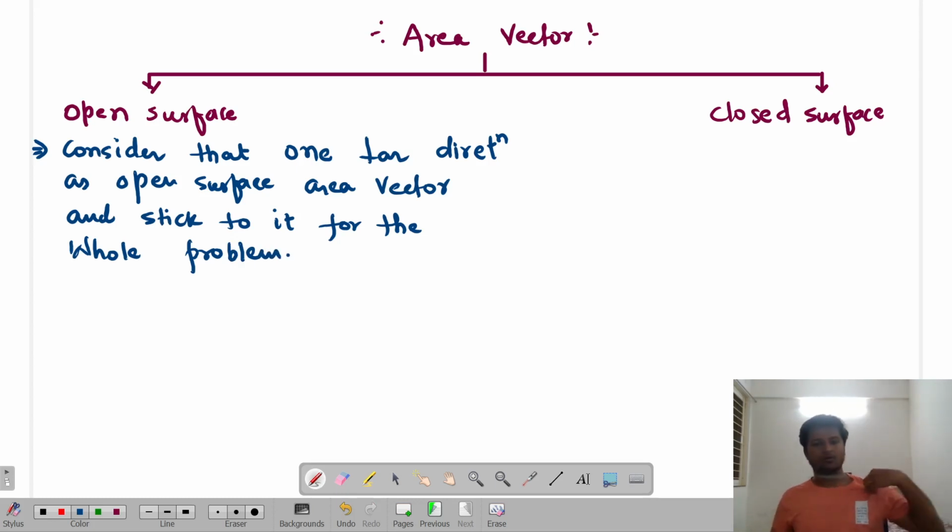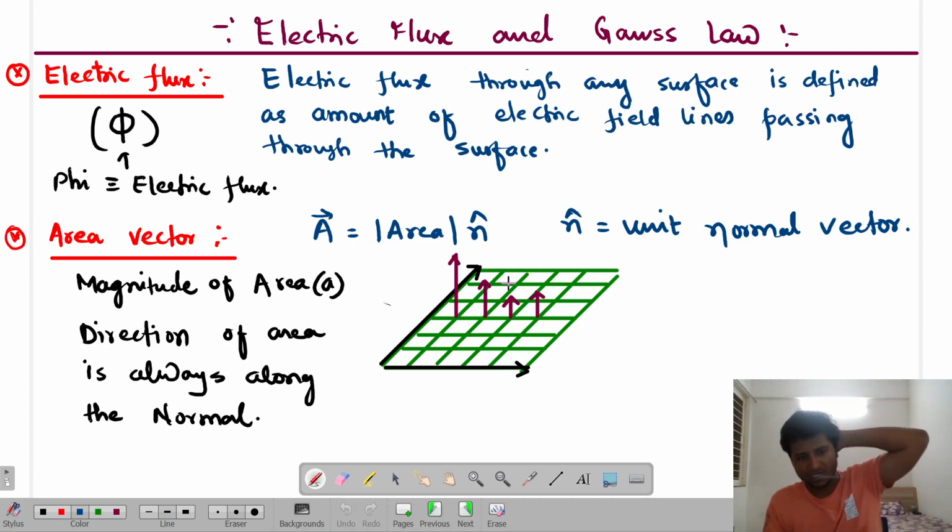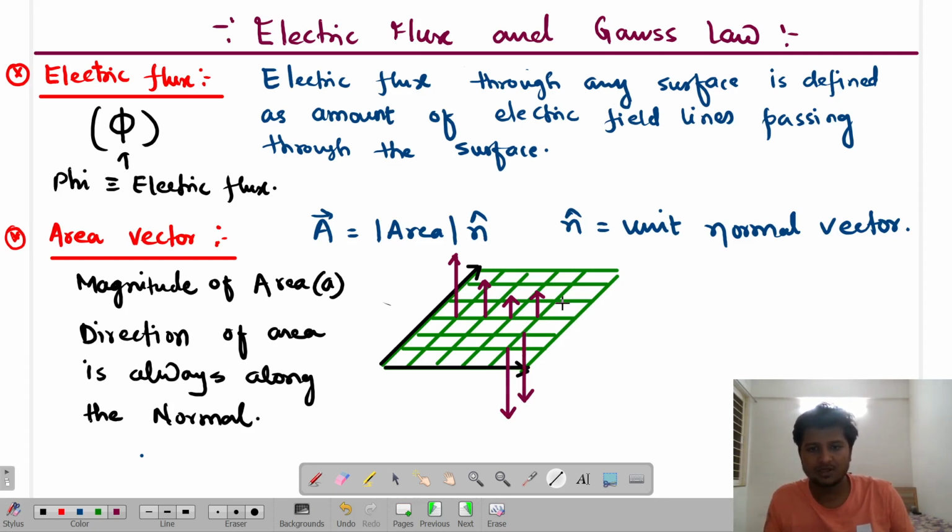Now see, for this surface, as I have drawn my normal upwards, I can also draw my normal downwards, or not? Yes. So at that time you might say, sir, then do we have two directions of area? The answer is no. We have only one direction for a surface area.